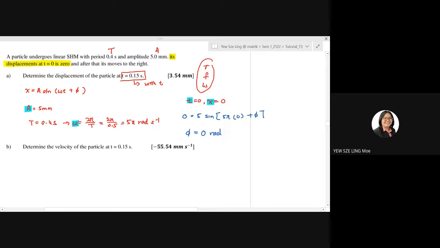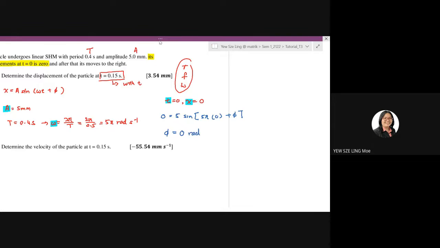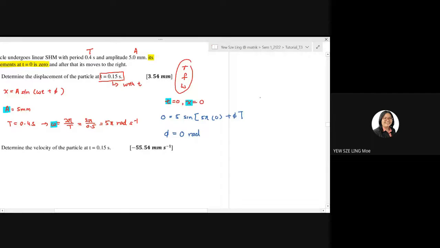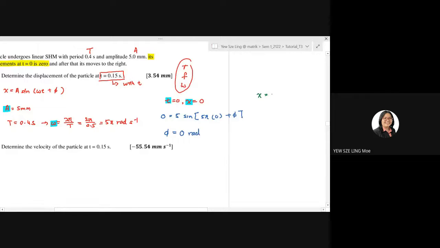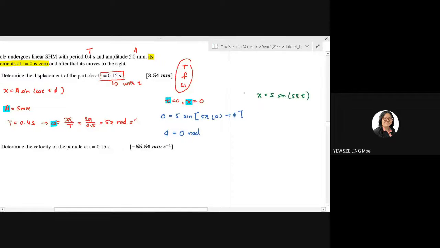Now that we have phi equals 0 radian, we can then proceed to forming the equation for our question. So x equals a sine omega t plus phi. So x, we keep as unknown, equals A is 5, sine, omega is 5 pi, and then t we leave as unknown. So this is the answer. This is the equation that we're going to use for question 1. Equation for displacement: x equals 5 sine 5 pi t.